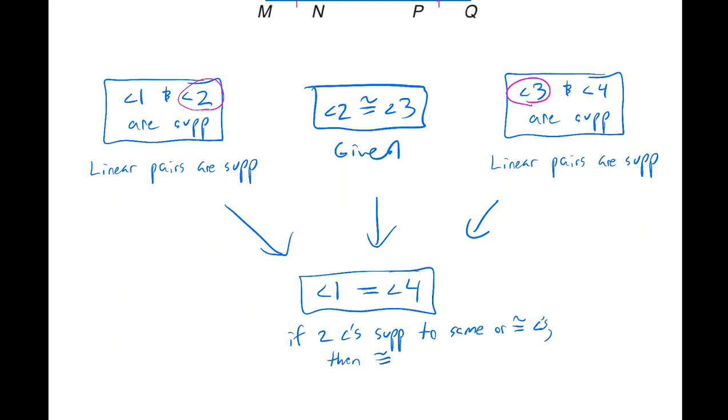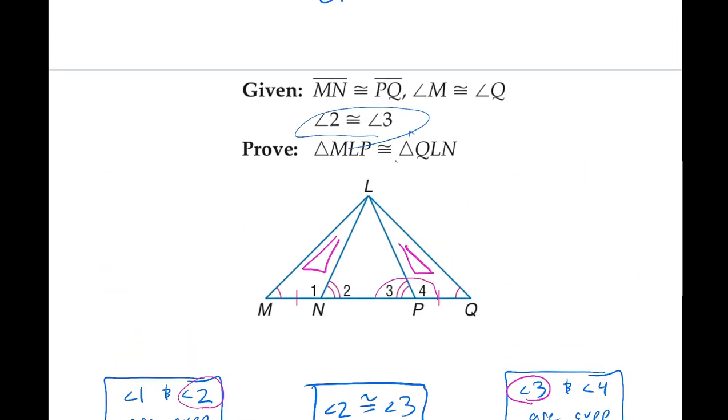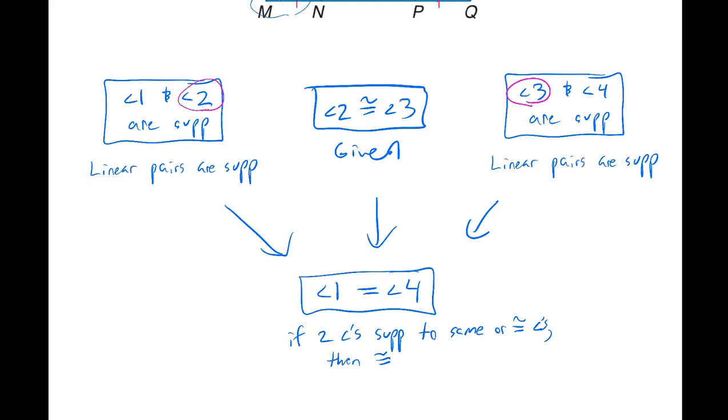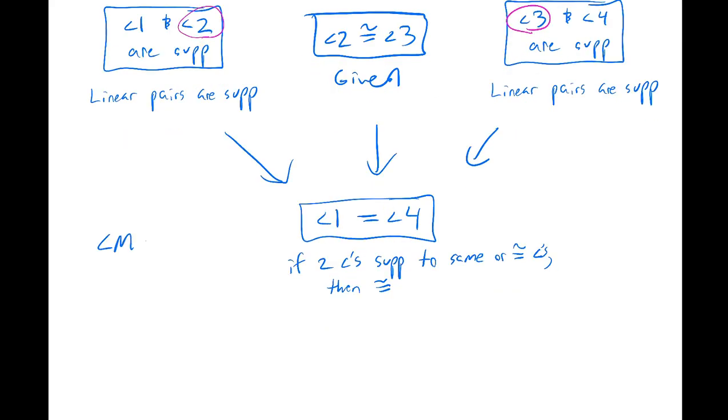So if you have two angles, and it's just algebra, right? If these two add up to 180 and those two add up to 180 and 2 and 3 are the same, you take it away, substitution, and then those are the same as each other. All right, so we got 1 is the same as 4. Well, that's enough. Now we can just state the other two things that were given. So M is the same as Q. Well, that was given.